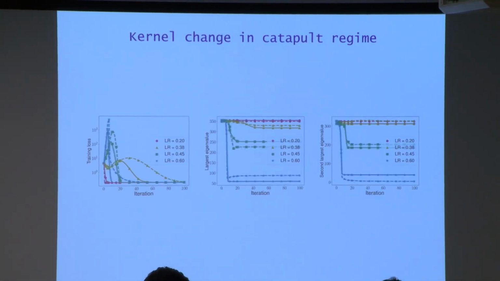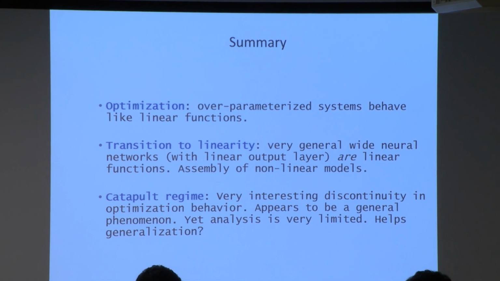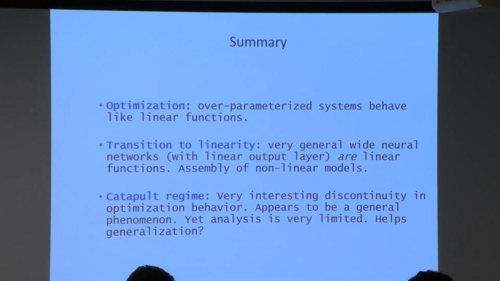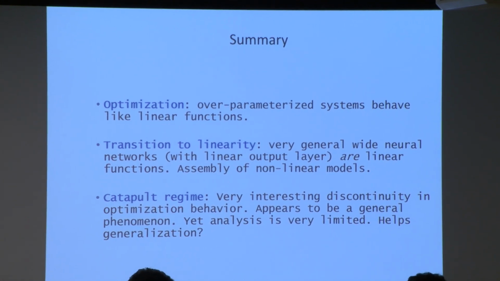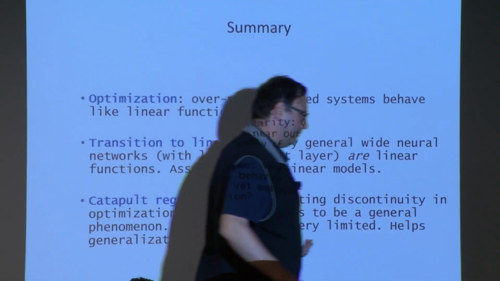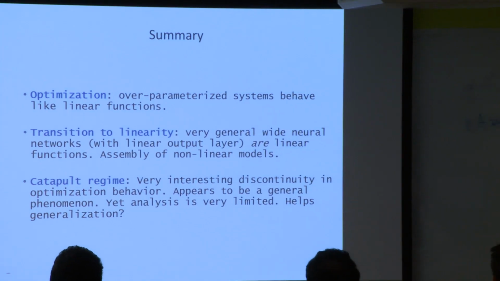So maybe let me just summarize. I'll skip that one. So I think this is the summary. Over-parameterized systems behave like linear functions. You have this transition to linearity, but it looks like there are some very interesting nonlinear effects, which may be even important for generalization, for unclear reasons. But it appears that maybe that's something we need to understand if we really want to have the full picture. Although I guess it remains an open question whether it's important or not. And I'll stop here. Thank you.